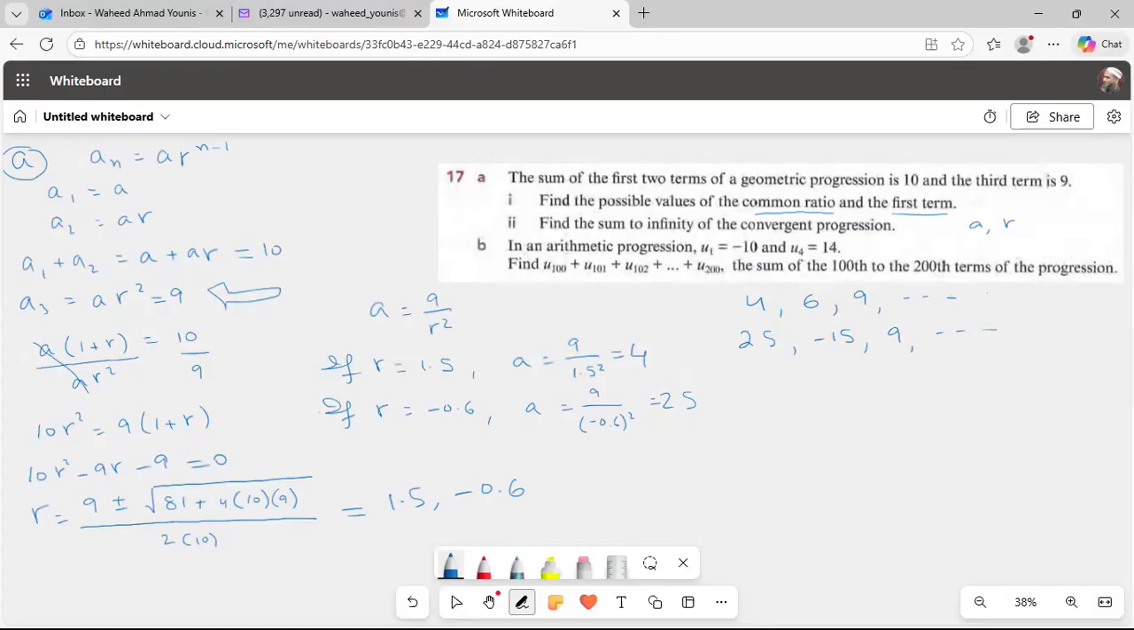So you can see, if I add the first two terms, it's going to be 10, and the third term is 9. So these are the two possibilities for this particular problem.